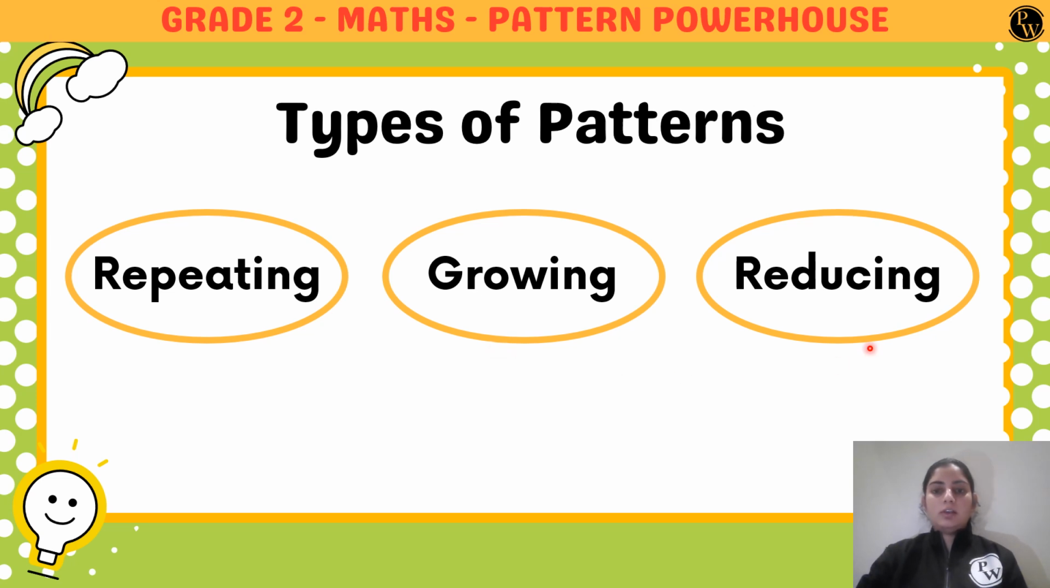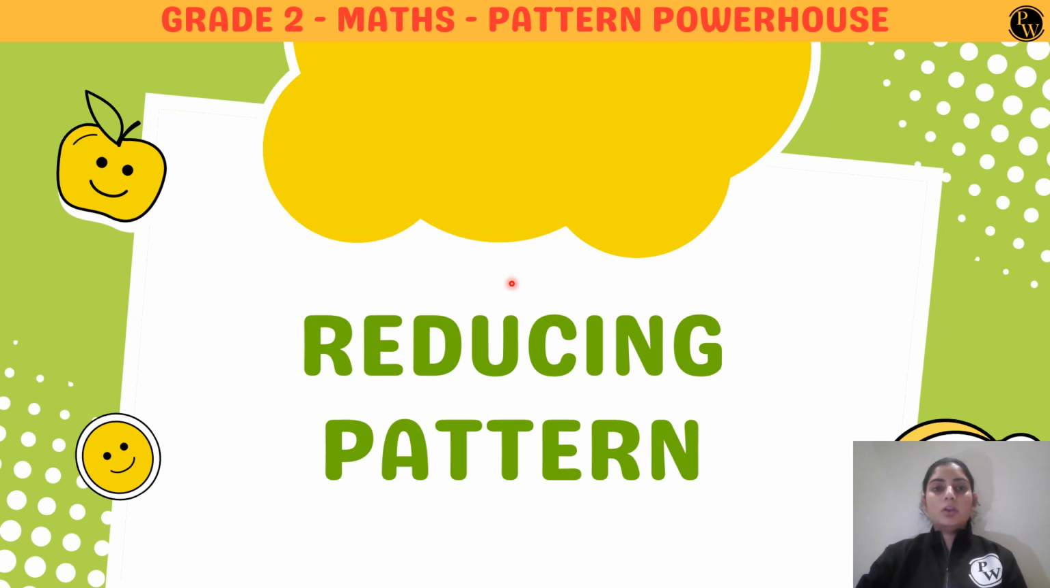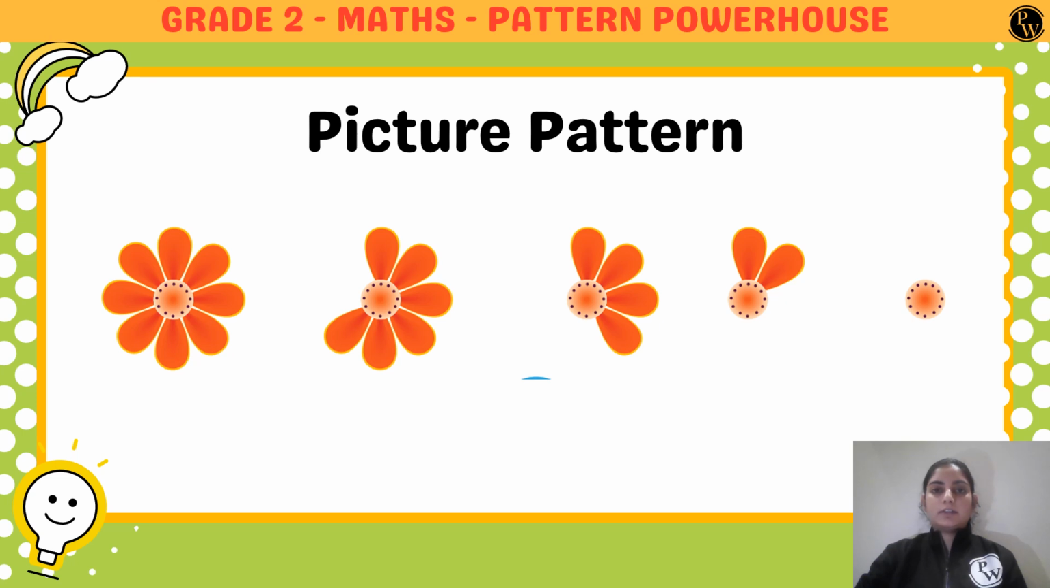Now let's understand what are reducing patterns. A reducing pattern is one in which the count of things decreases. It is known as a reducing pattern. Now let's understand this with the help of a picture pattern.